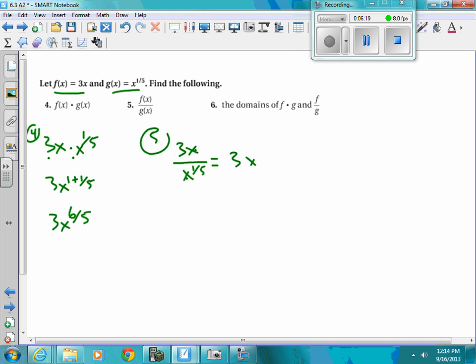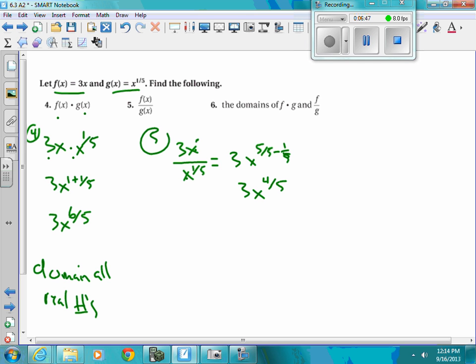X to the 5/5 minus 1/5, because really it's x to the first power here, which is 5/5, or 3 times x to the 4/5. Now our domains. Before, it was all reals for both f of x and g of x, and multiplied, and we didn't have any fractions. So the domain is all real numbers.